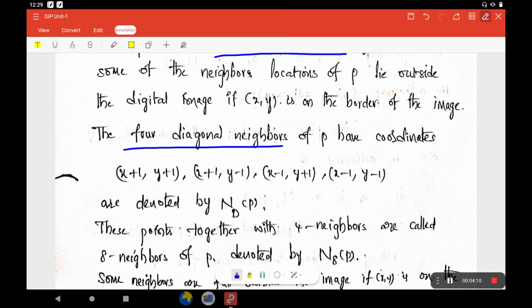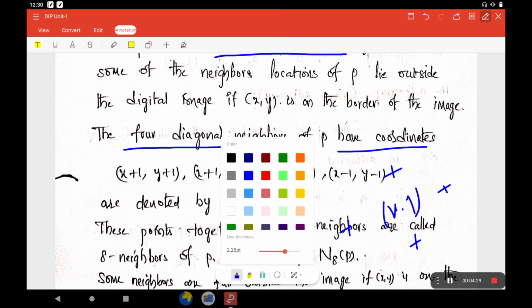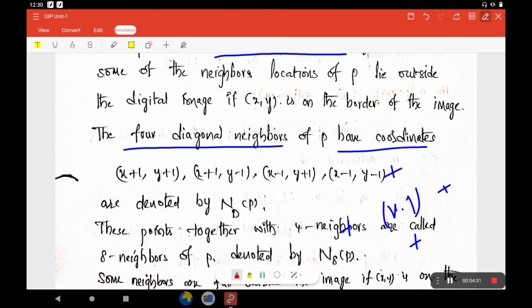Now the four diagonal neighbors of p have coordinates like this. Suppose this is the x comma y location. These are the neighboring pixels, but there is also another kind of pixel, the diagonal pixel. This pixel is diagonal, this is also diagonal, and this one and this one are also diagonal. These diagonal pixels can be represented with these coordinates.